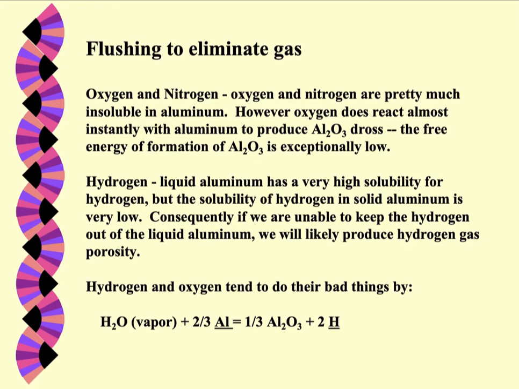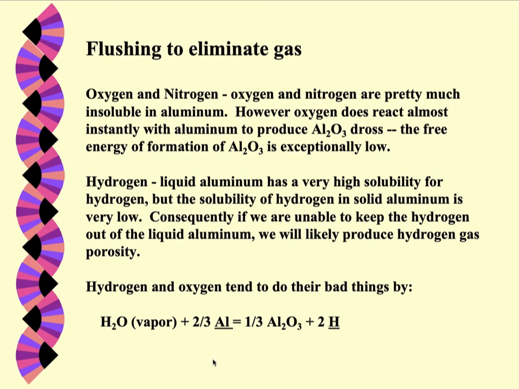Hydrogen is very soluble in liquid aluminum, but at room temperature, or when it becomes solid, it has almost no solubility for hydrogen. So what happens is as it goes from liquid to solid, all the hydrogen gas wants to come out and form porosity.